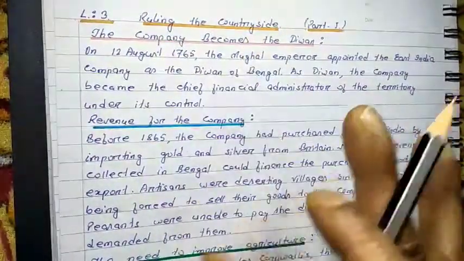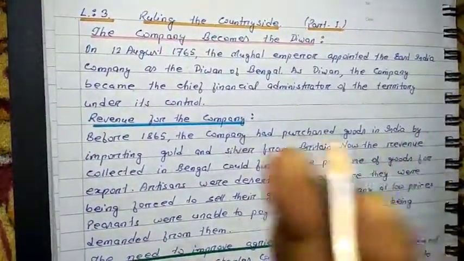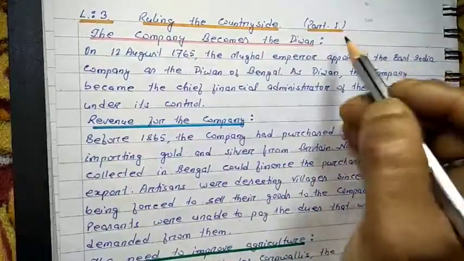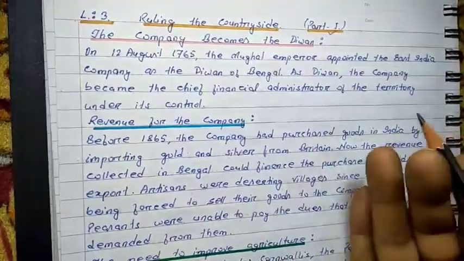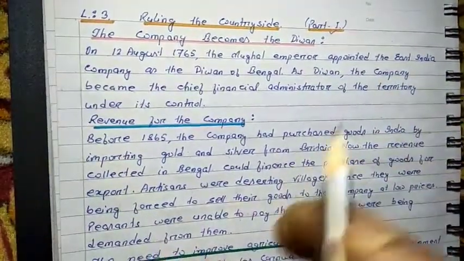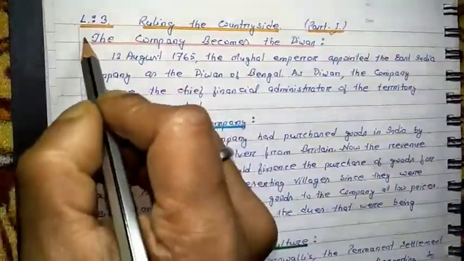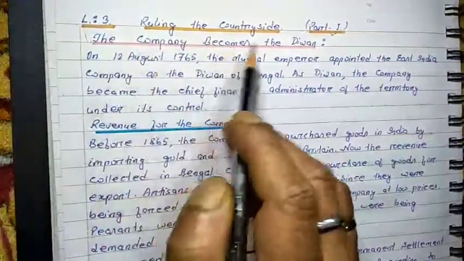Countryside. Since the chapter is quite big, I have divided the chapter into two videos, that is two parts. This is the first part that I am going to explain today. The rest of the chapter will be explained in your next video. The first point that we are going to study is here, the company becomes the Diwan.